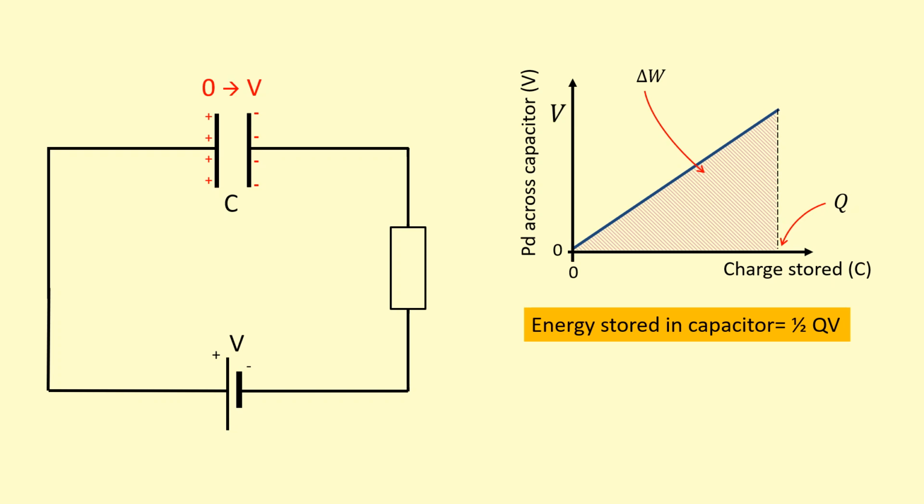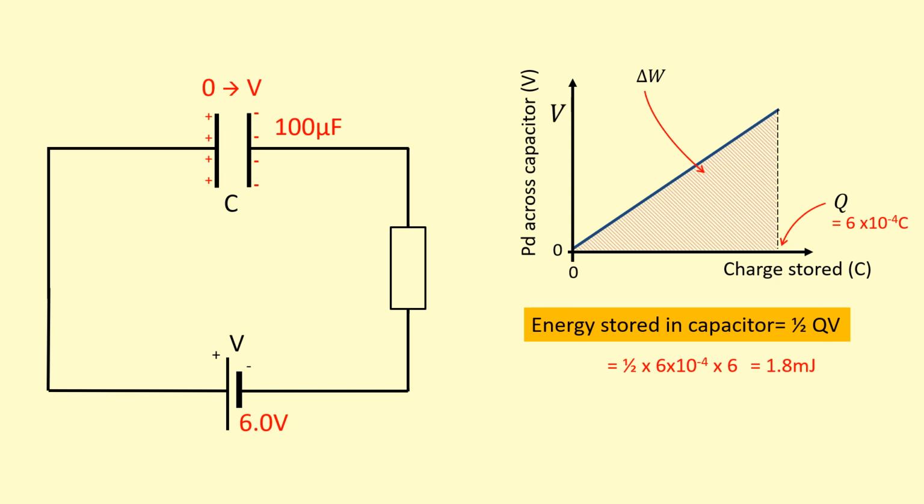Let's take the example of our 6-volt cell and a 100 microfarad capacitor. We calculate the maximum charge we can store, which is 6 times 10 to the minus 4 coulombs. Half times that charge times the voltage, 6 volts, gives 1.8 millijoules. So we saw earlier that the battery supplies 3.6 millijoules, but the capacitor only stores half of it, which is 1.8 millijoules.